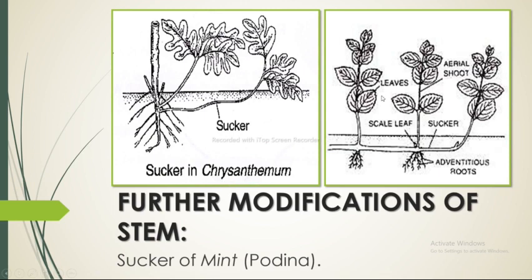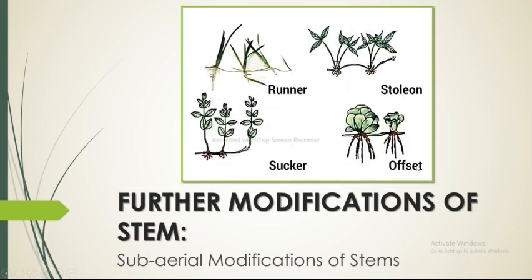In the second figure, you can see that these are leaves. This is the aerial shoot, this is a scale leaf, and this is the sucker. These are adventitious roots as shown in the figure. Further modifications of the stem. So these are the subaerial modifications of stem, which include runner, stolon, sucker, and offset as shown in the figure.